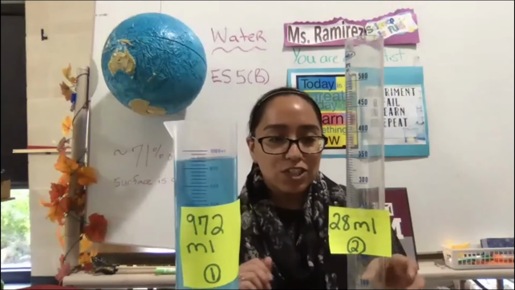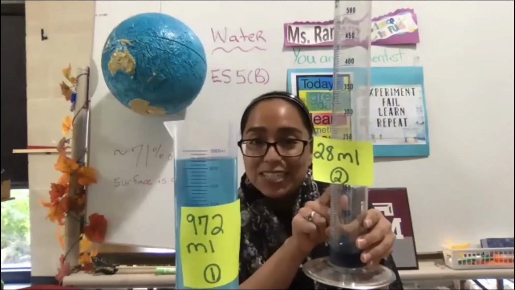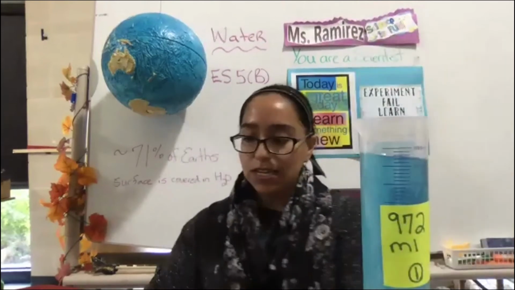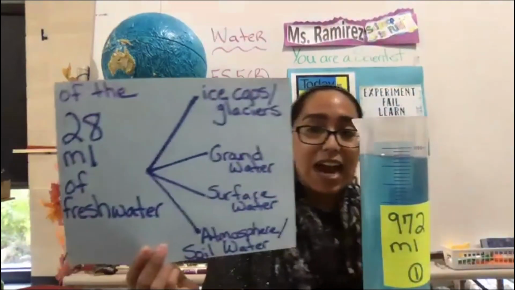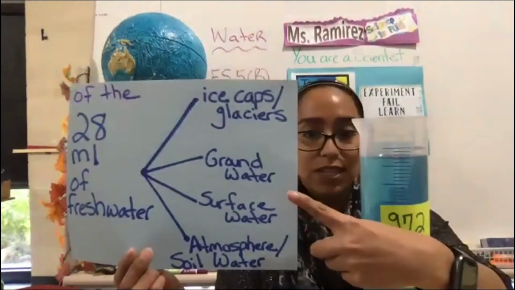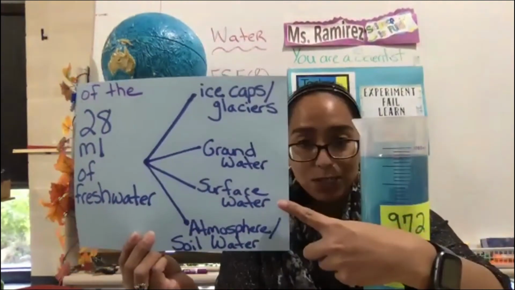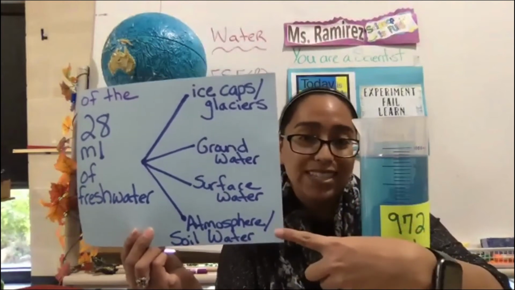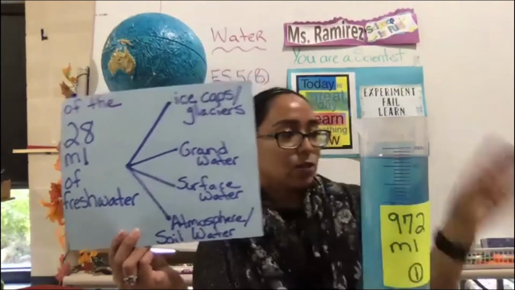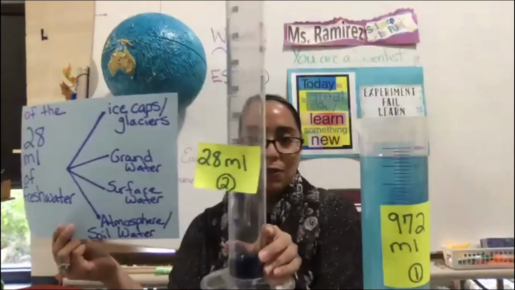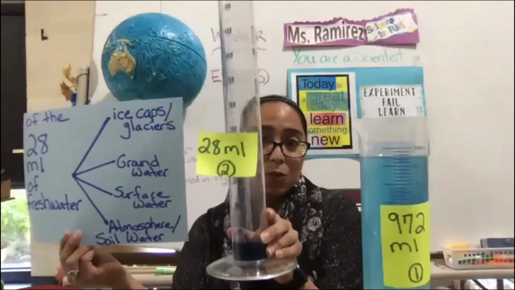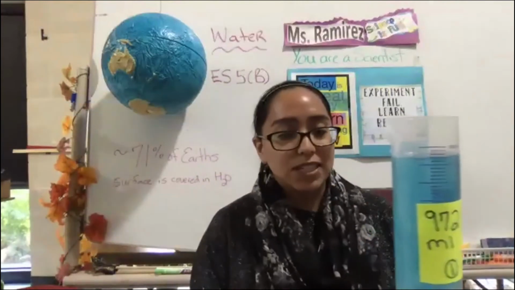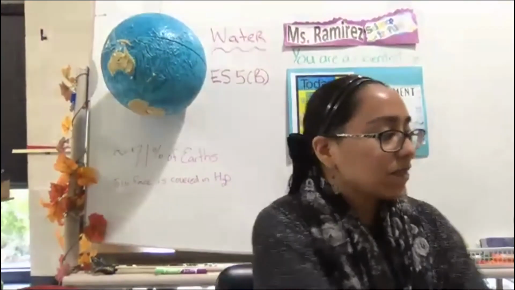My next question is, of this 28 milliliters of fresh water, how much do you think is in ice caps? How much do you think is going to be groundwater? How much do you think is going to be surface water? And how much do you think is going to be water that's in the atmosphere or soil? Remember, we're only pulling out of this 28 milliliters of fresh water. Let me show you our next demonstration so that we can see those amounts.